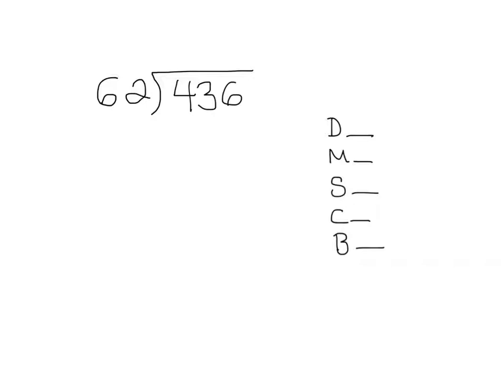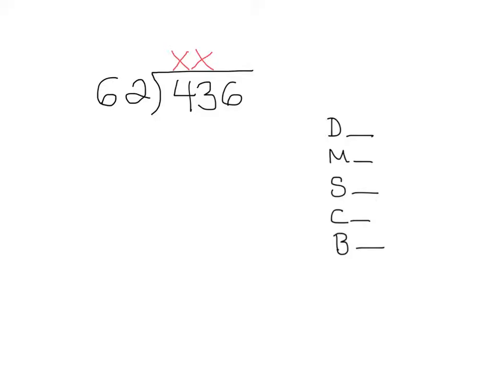So now I'm going to start with the D step, divide. So does 62 divide into 4? Nope. I'm going to put an X there to hold the place. Does 62 divide into 43? Nope. I'm going to put an X there to hold the place. And now, does 62 divide into 436? Yes. And I need to try to figure out how many times.